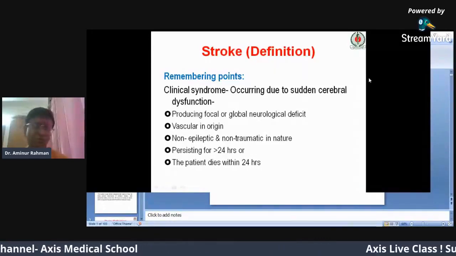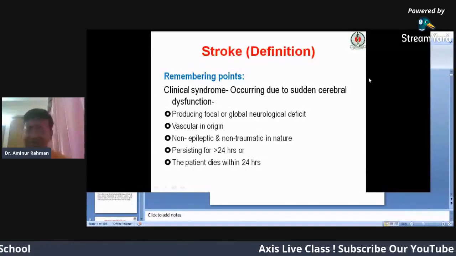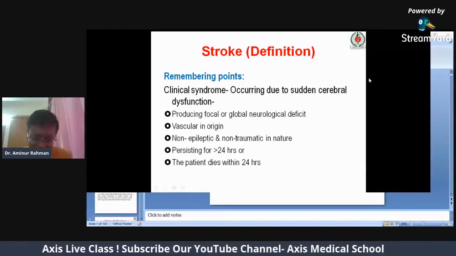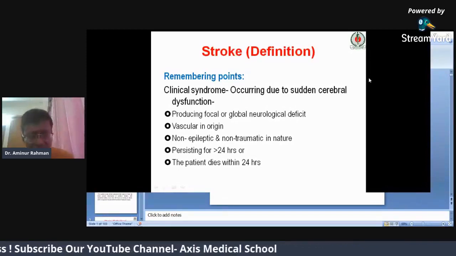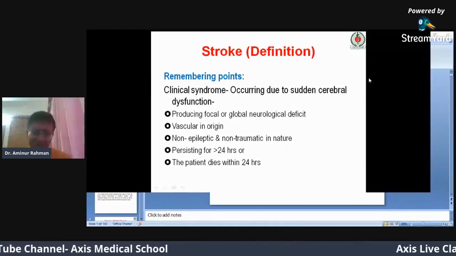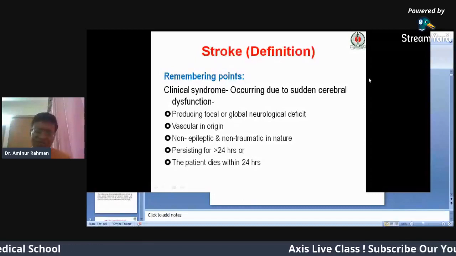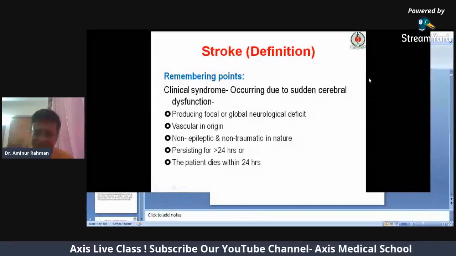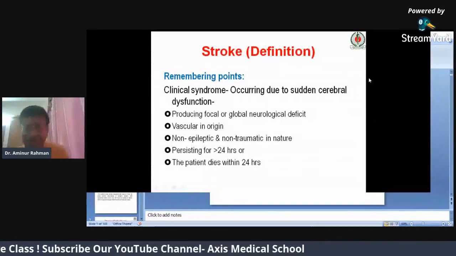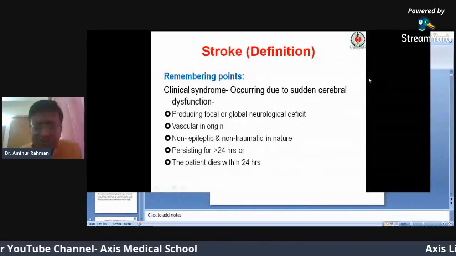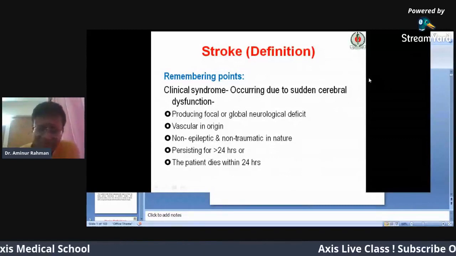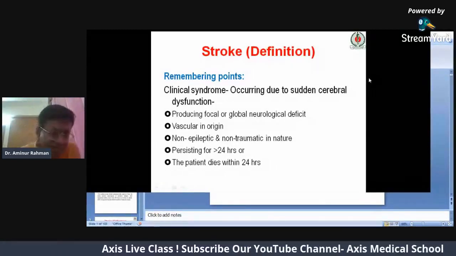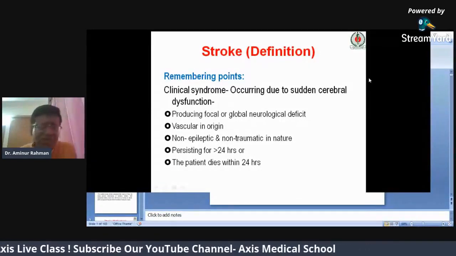Any symptom must be of sudden onset, producing focal or global neurological deficit. Focal means weakness of one side or dysfunction of any specific part of the brain, and global means loss of consciousness, where the patient presents with sudden loss of consciousness. And second point, it must be vascular in origin.